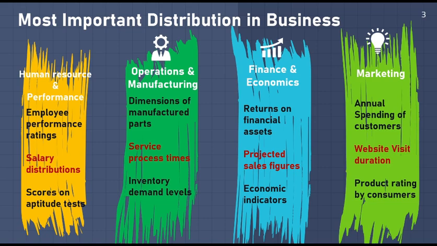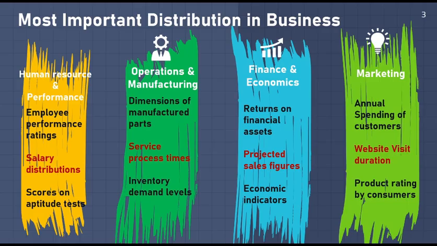In operations and manufacturing, we can use normal distribution for comparing the different dimensions of the manufactured product, and we can find out the products or units which are at the best level of production given different dimensions or a single dimension of qualification. It can also be utilized to understand the service process time whenever you go to take a service. It can also look into inventory demand levels and inventory management. In the field of inventory management, normal distribution is quite often utilized.